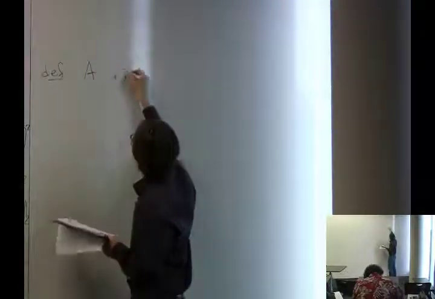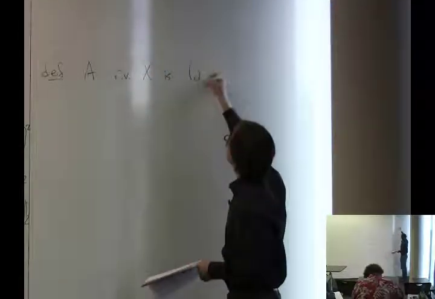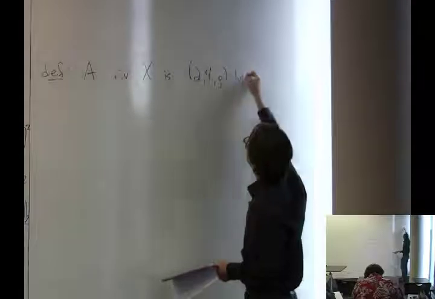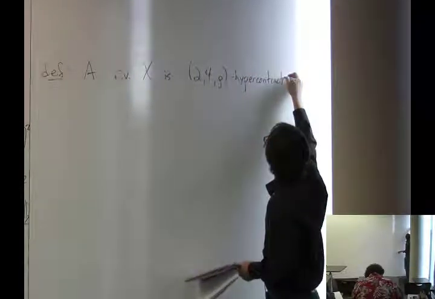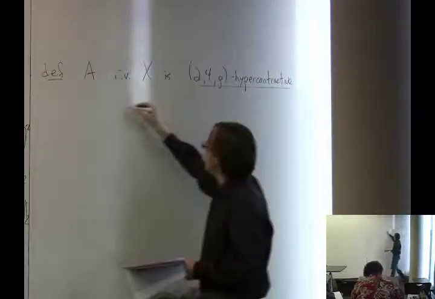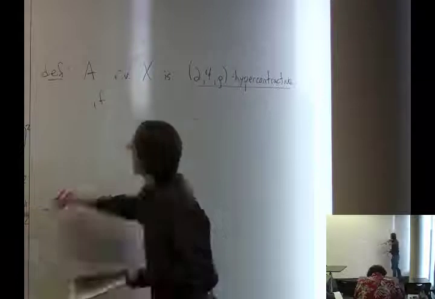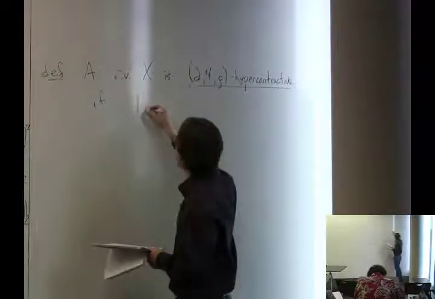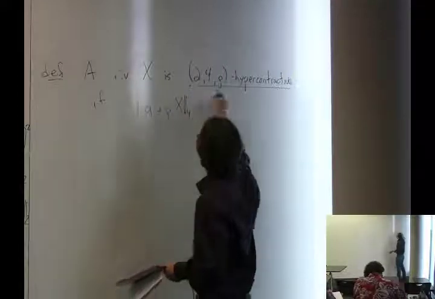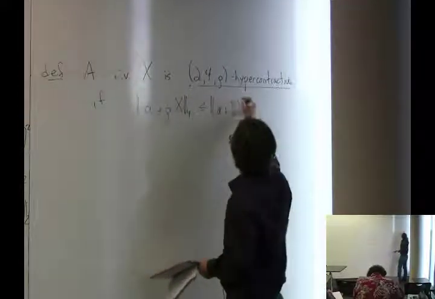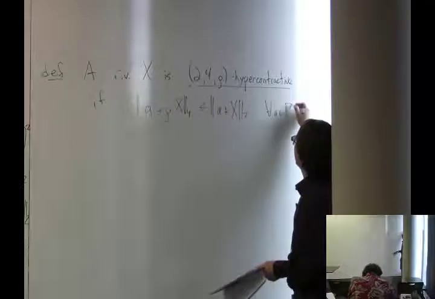A real random variable x is said to be, for now, let's say (2, 4, rho) hypercontractive if, well, it's like this, only we're going to add a constant. So if the 4 norm of a plus rho x is at most the 2 norm of a plus x for all real translations a.